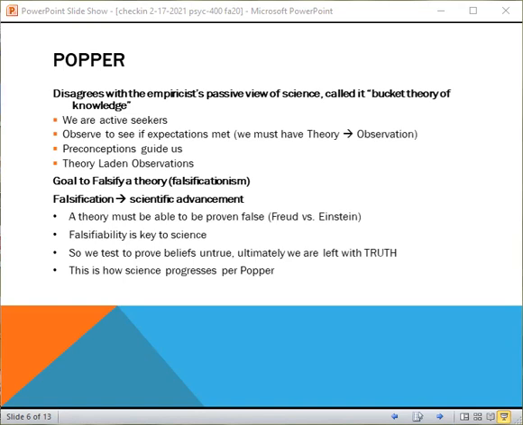So he sees scientists as testing to prove beliefs untrue. He basically thought and believed that if we try to prove our stuff wrong and we keep proving stuff wrong, eventually there'll be something that's left. And what he thought would be left would be the truth.